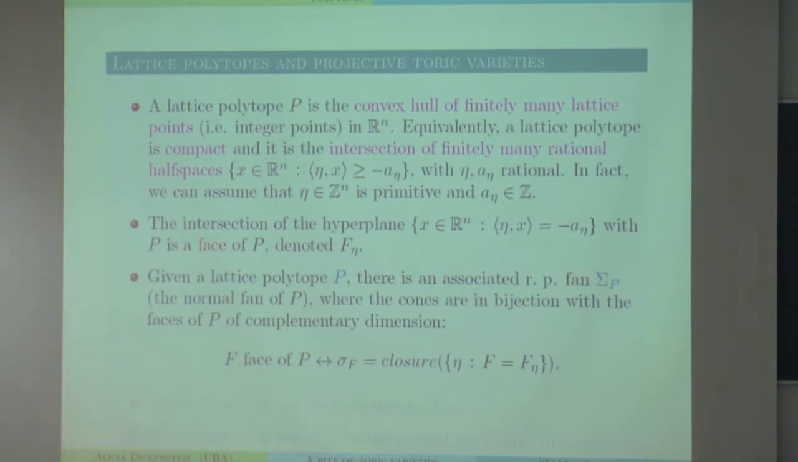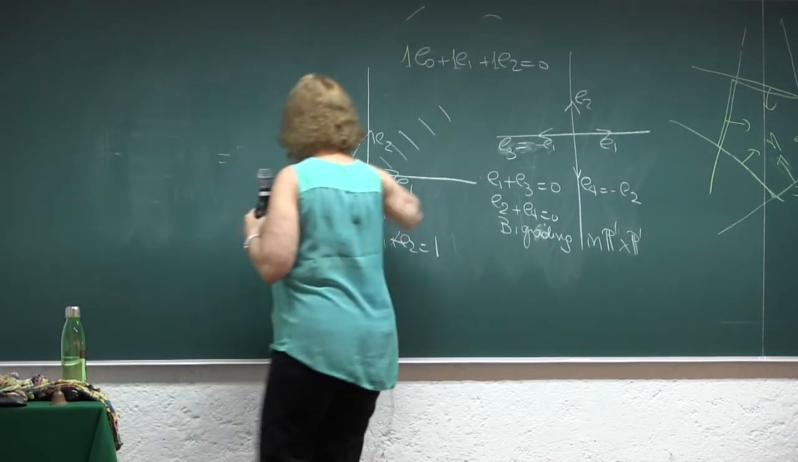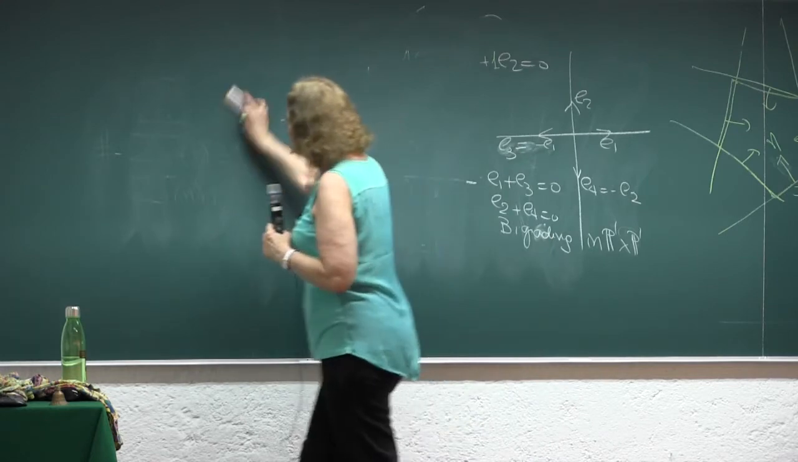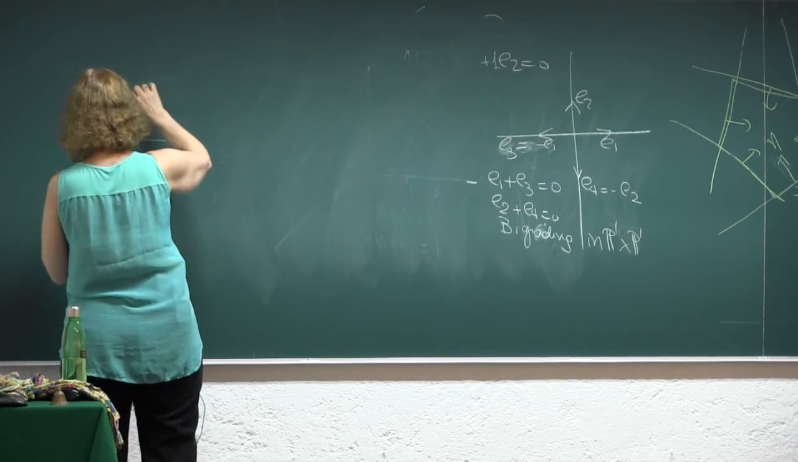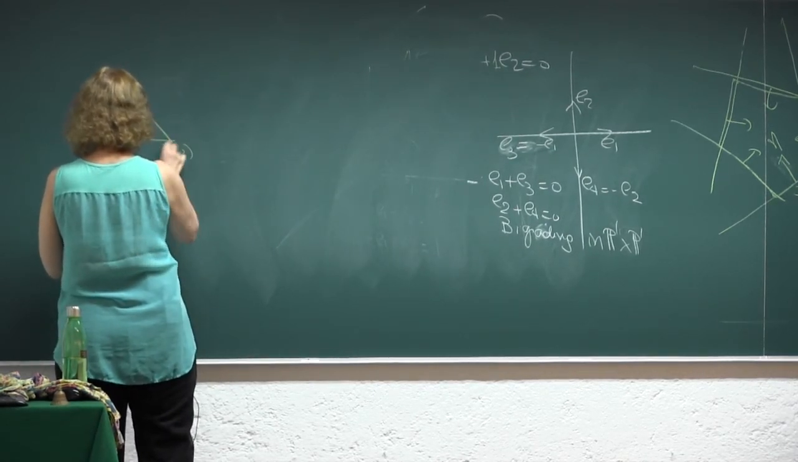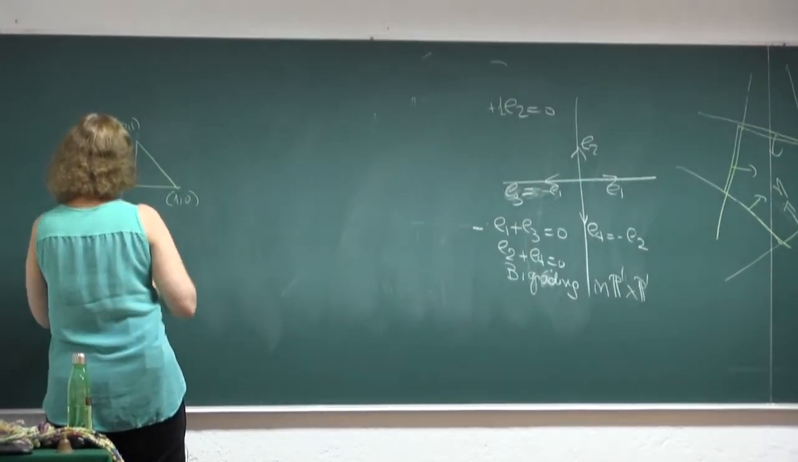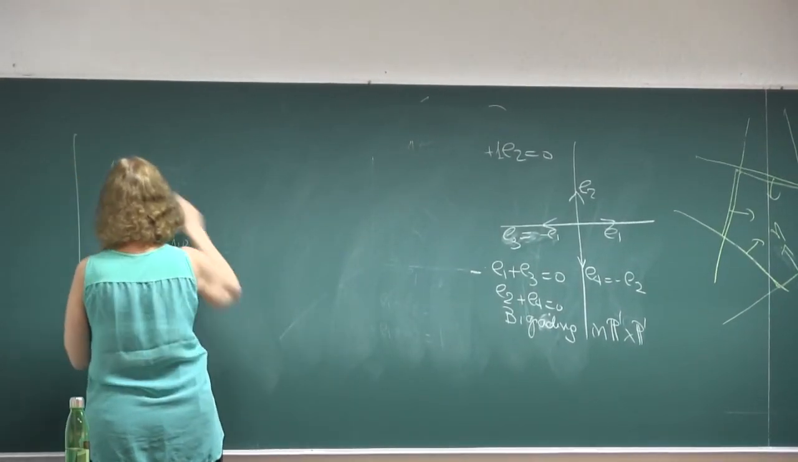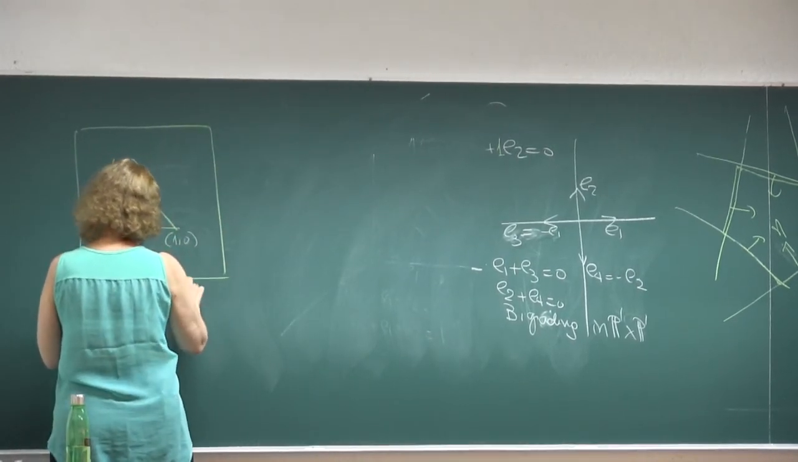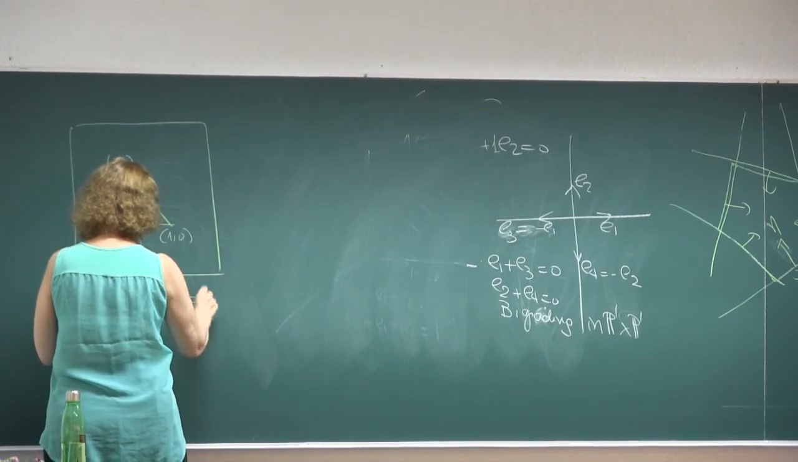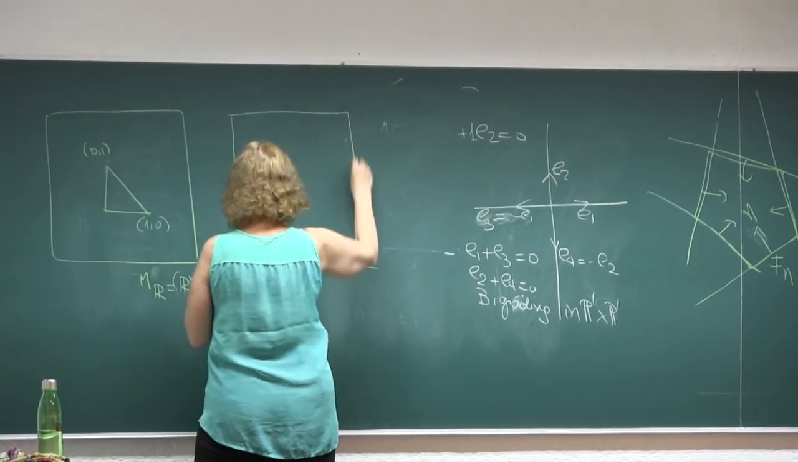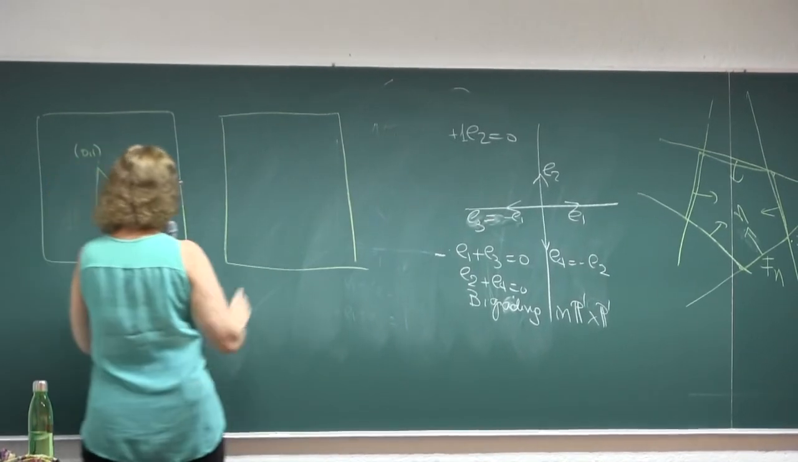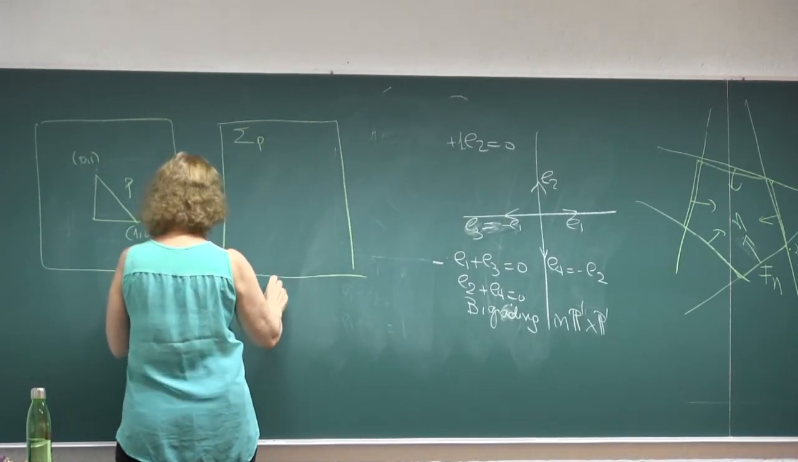And once we have a polytope, we can get the normal fan. For instance, if we have this unit triangle, with vertices 1, 0 and 0, 1, then this lies in M_R, in fact. This is in the dual. And then I'm going to draw, this is P. Then I'm going to draw a fan, the sigma of P, which is in N_R.